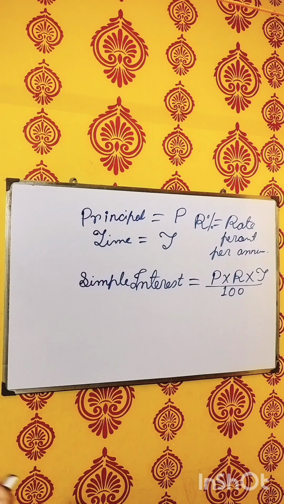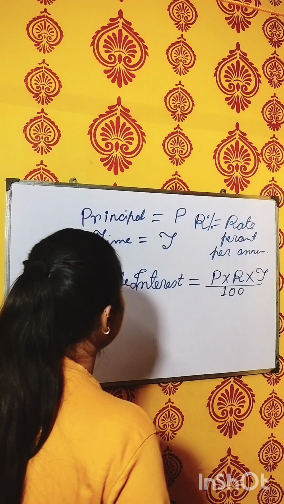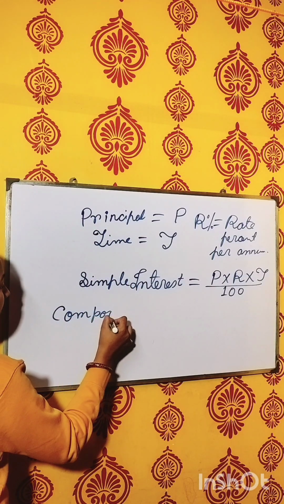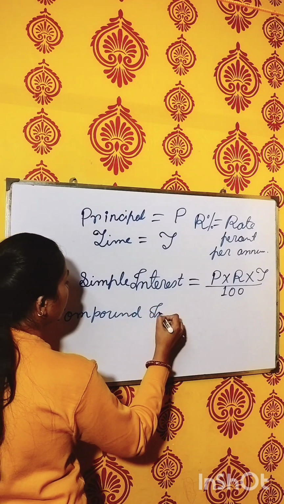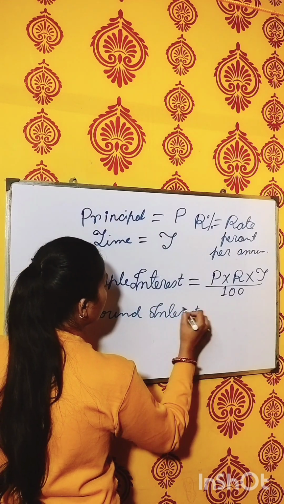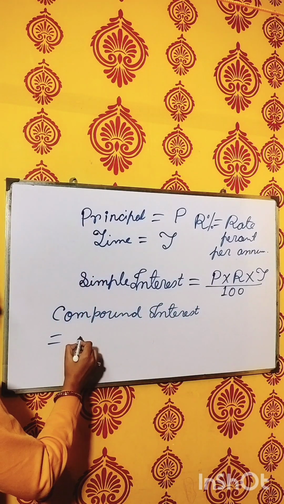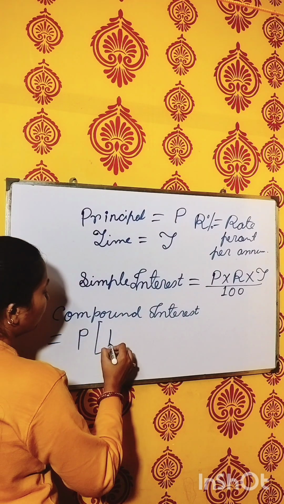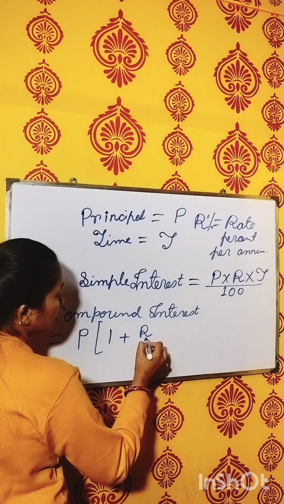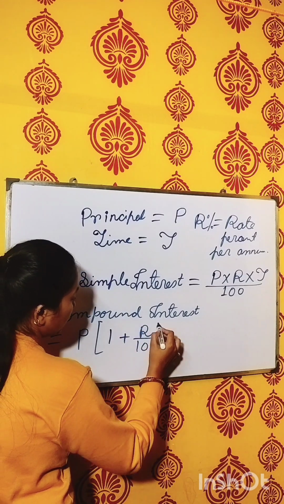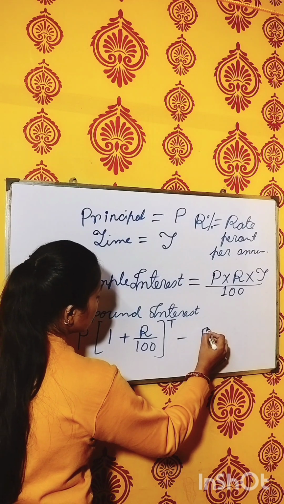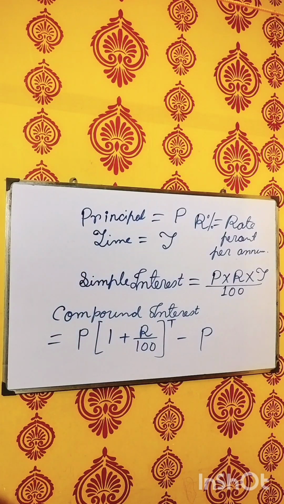And the formula of compound interest will be P multiply 1 plus R divided by 100 whole to the power T minus P. Okay, understood?